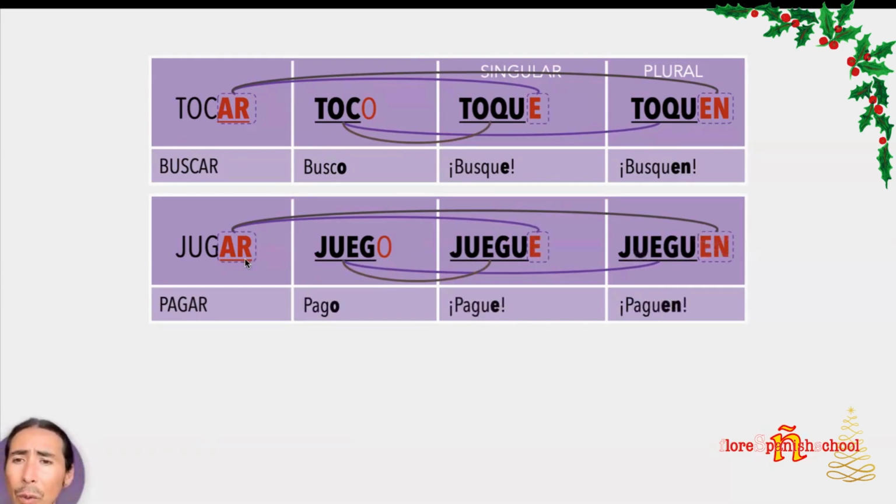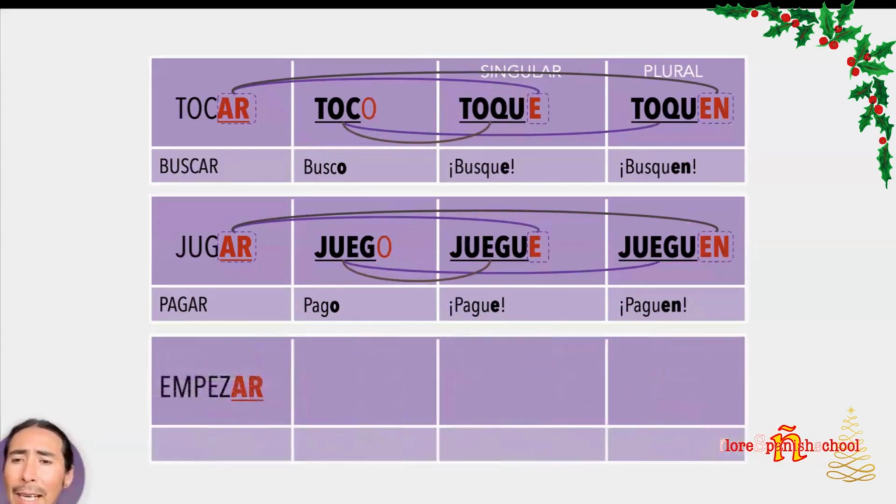This is going to happen for all verbs ending with GAR. Pagar, jugar, llegar. The same for all the verbs ending with CAR. Tocar, buscar, rascar, empacar. And as well for the verbs ending with zar. In Latin America, we pronounce sar. In Spain, zar. So the conjugation first in yo is empiezo. And if we're going to change the A for E, it's going to be empiece.